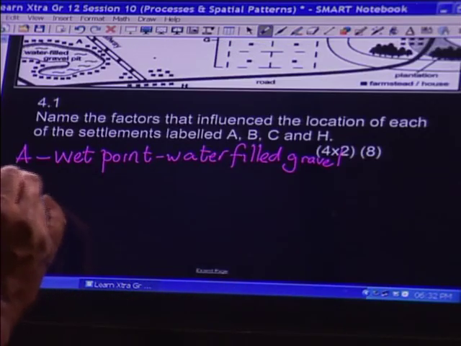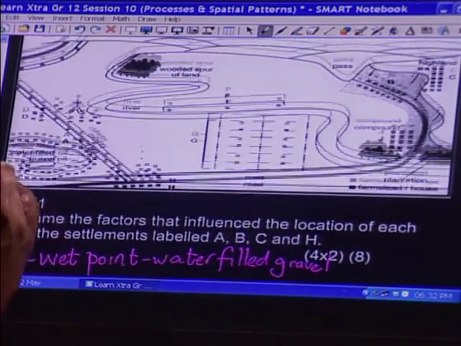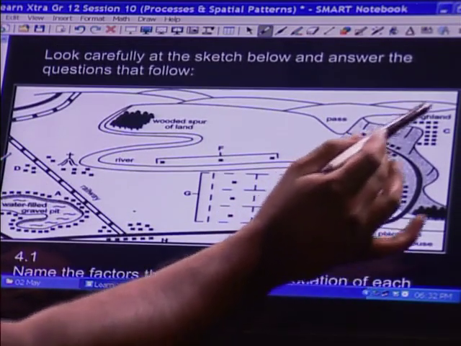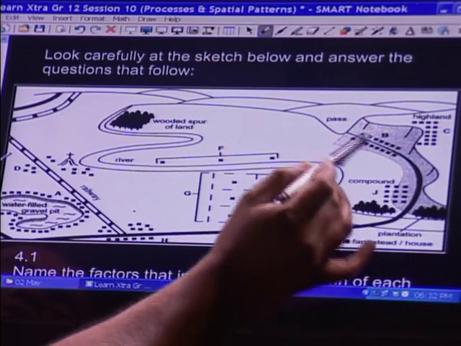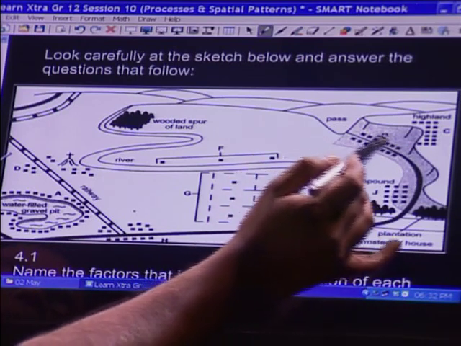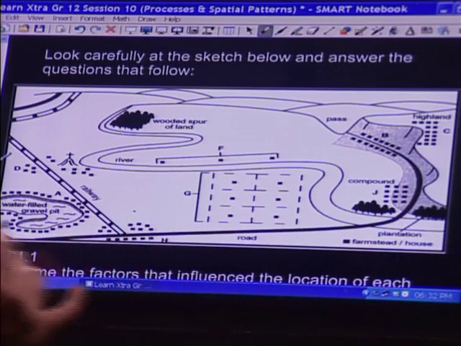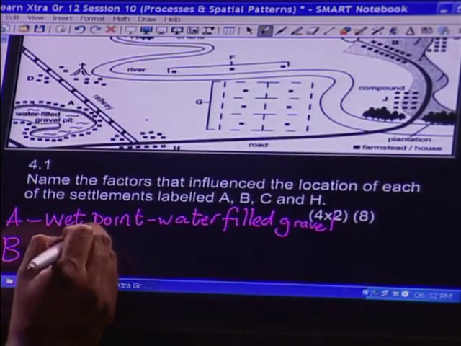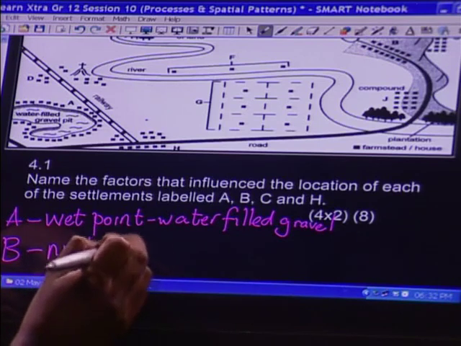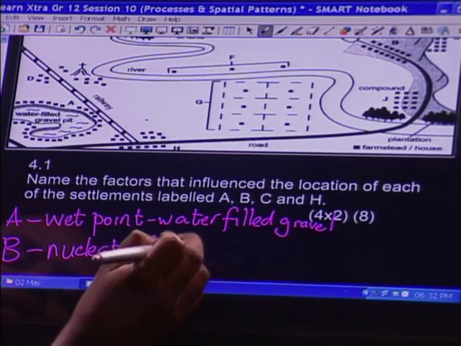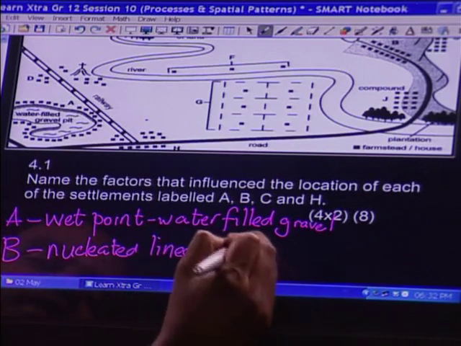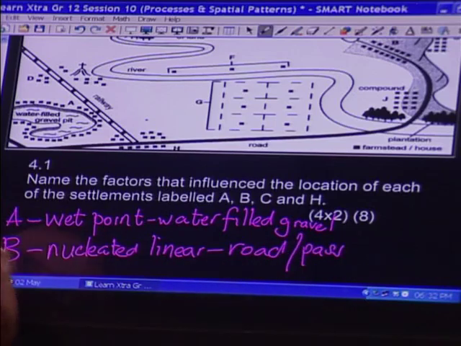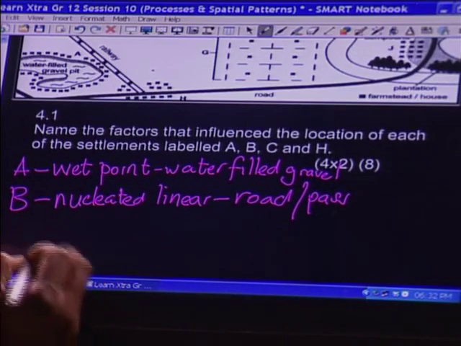Looking at the next settlement type, settlement B. We've located settlement B at the foothill of this high-lying area. What is also important is that it leads from a pass onto the road. So settlement B is more of a nucleated linear settlement, influenced by the location of the road and the pass. These are two possible answers that can be given.